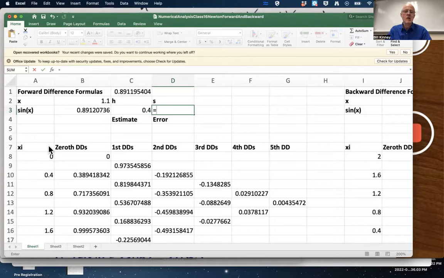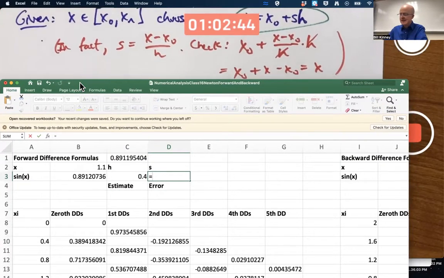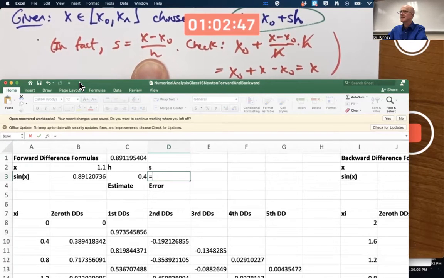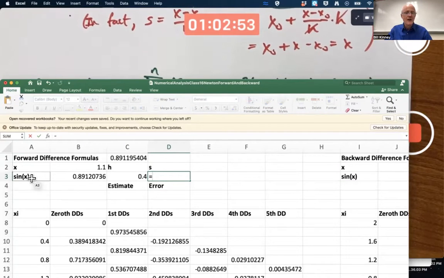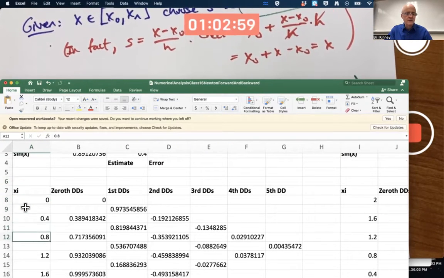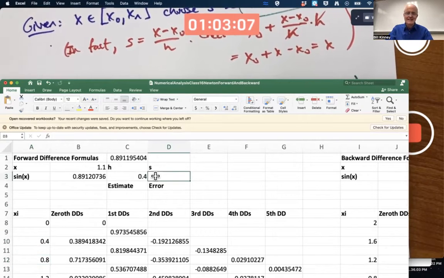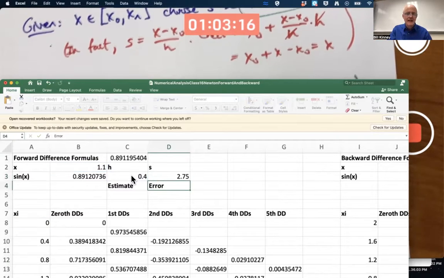S, think about it here. We had a formula that I wrote down by hand. S is going to be x minus x0 divided by h. What should that be here? How many intervals do we have to go forward to get to 1.1? 1 interval, 2 intervals, 2.75 intervals to get to 1.1? 2 3/4. S is x minus x0 divided by h. This should be 2.75.